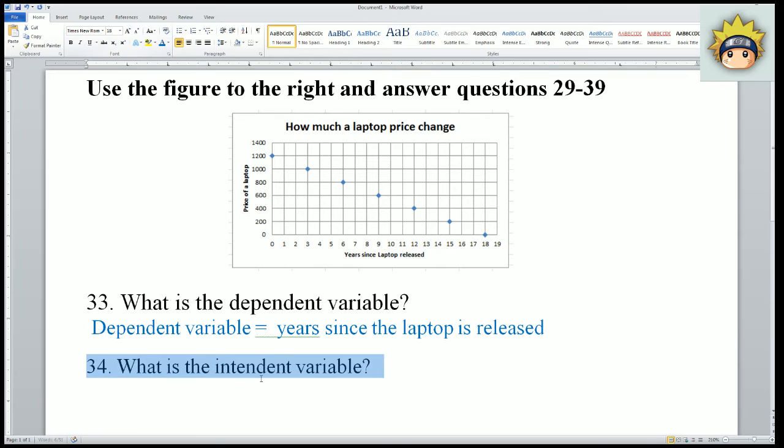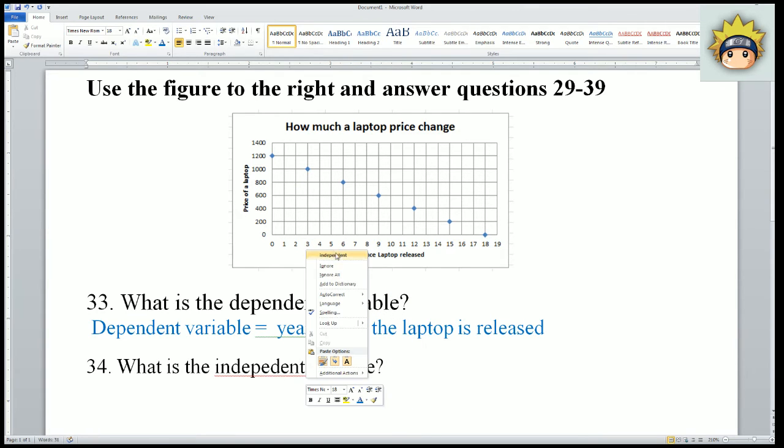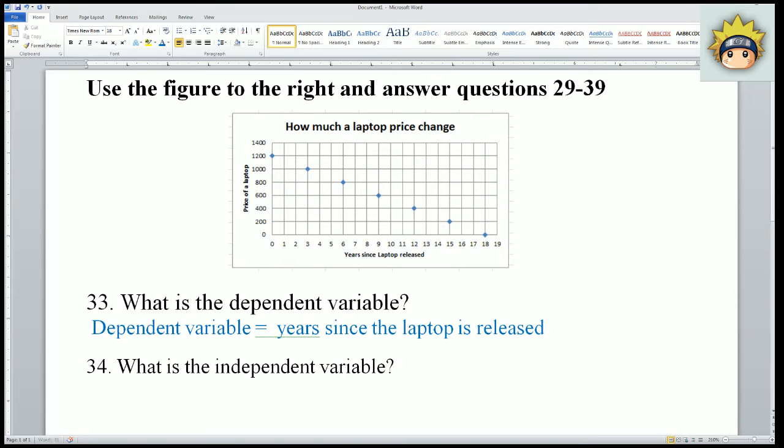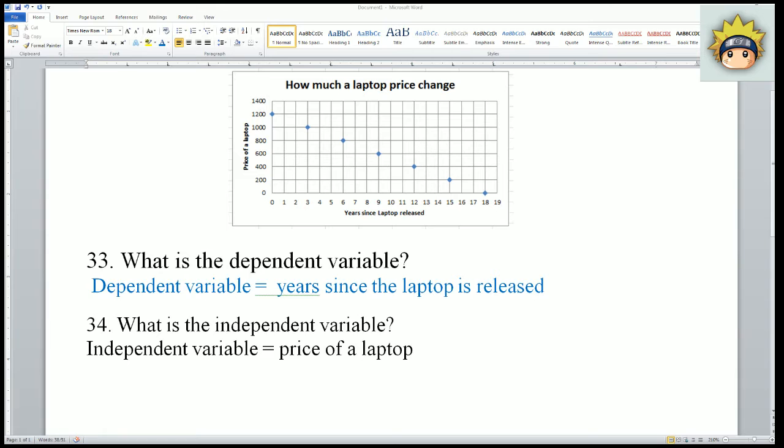Good? The next one is going to ask us for the independent variable. I think I misspelled that. Independent. What is the independent variable? The independent variable always refers to the y value. The y value in our case is the price of a laptop. Okay, good. That is 33 and 34.